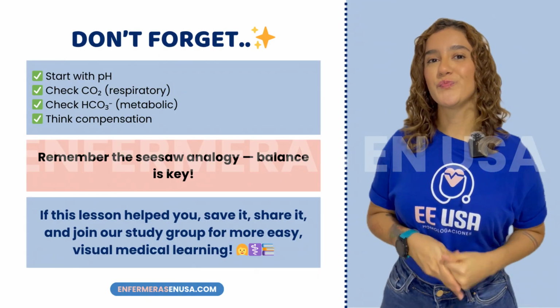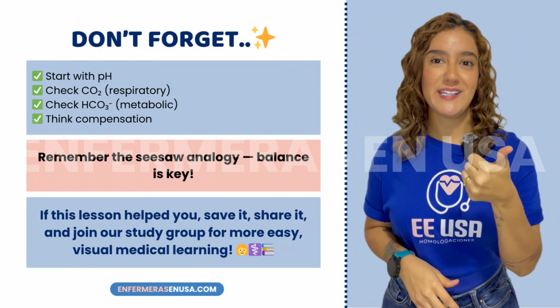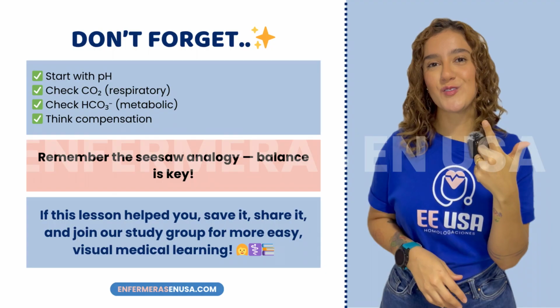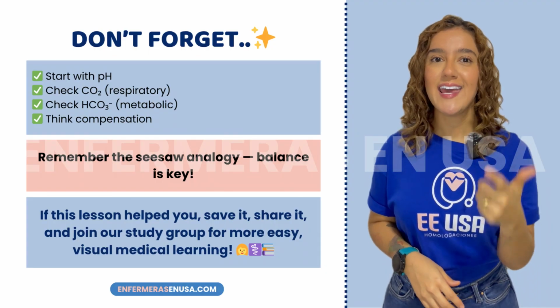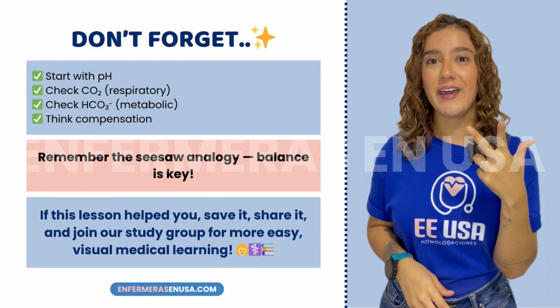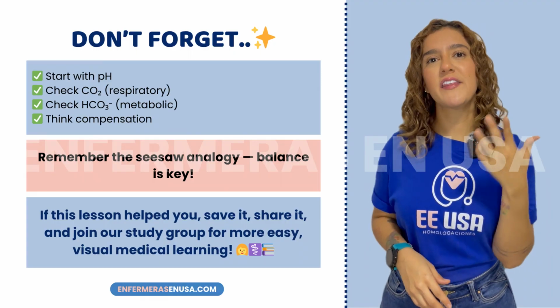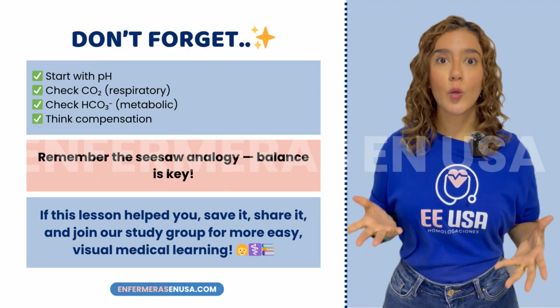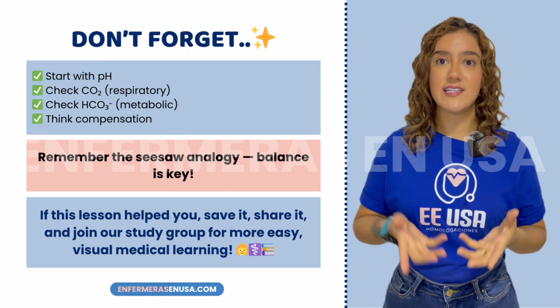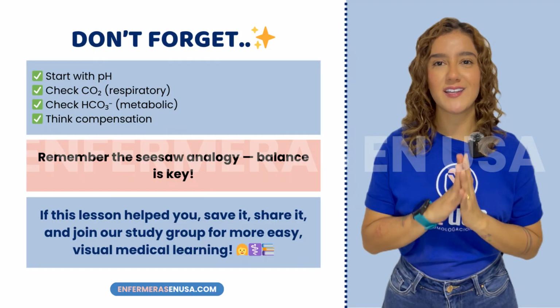So let's review. Start always with the pH. Check the CO2 for respiratory issues. Check the HCO3 for metabolic causes. And finally, think about compensation. Always remember, your acid-base is a seesaw, and you will never get lost again.